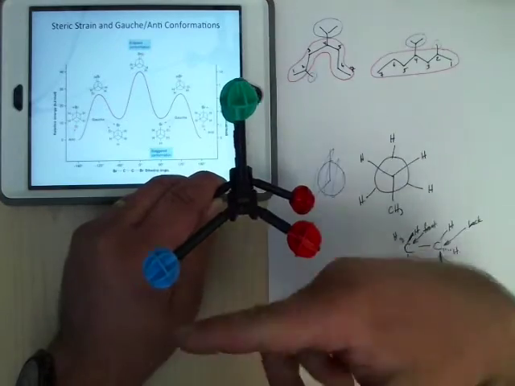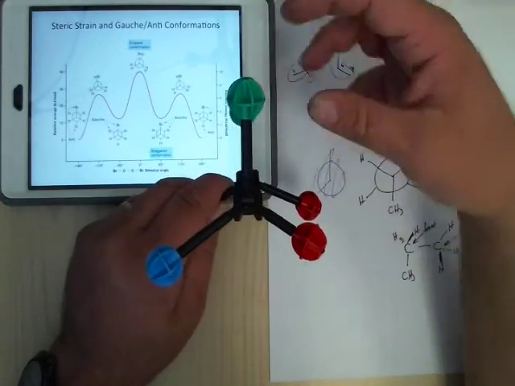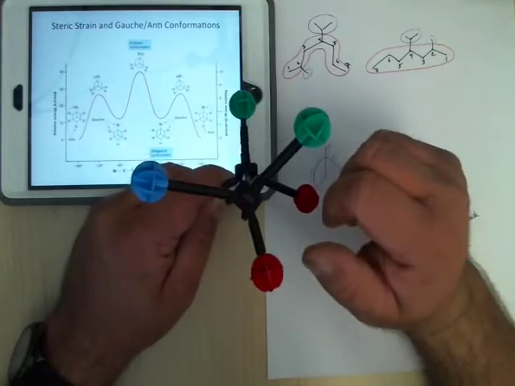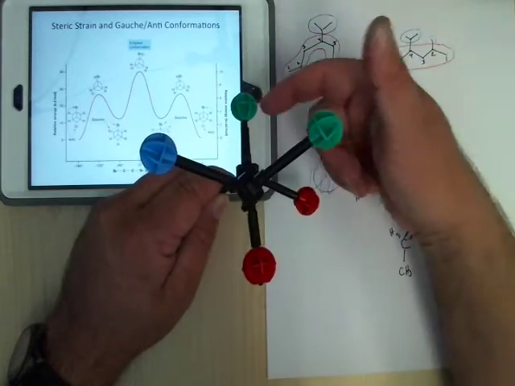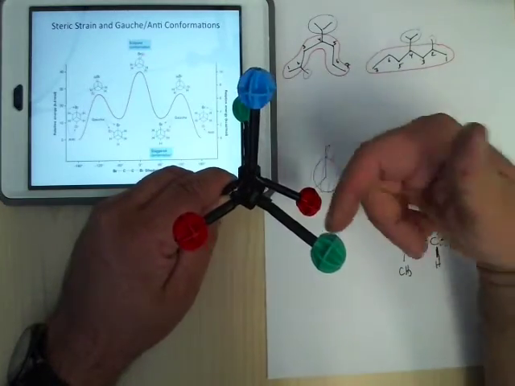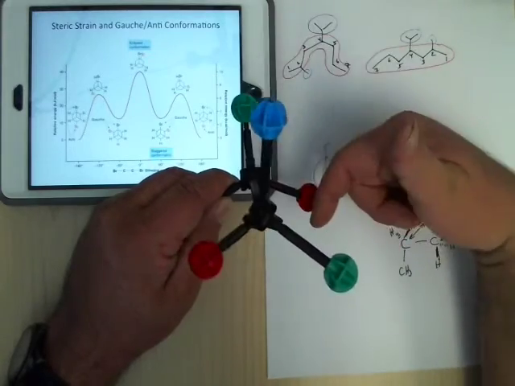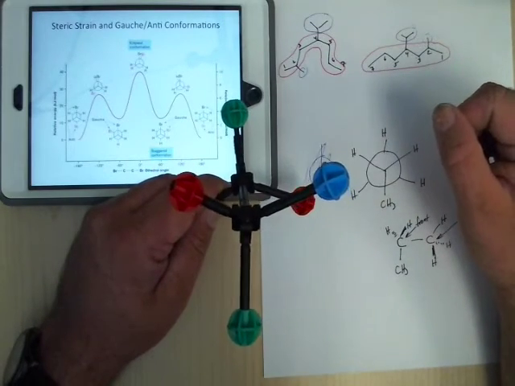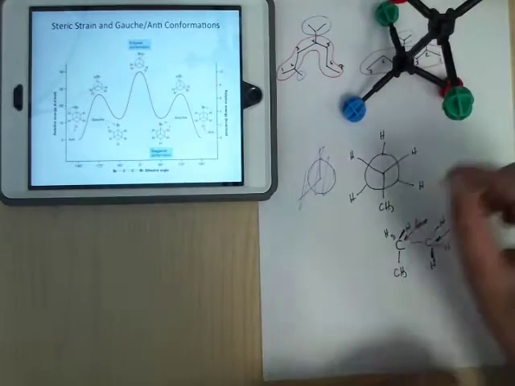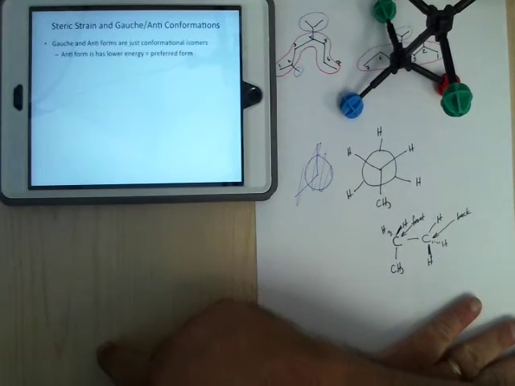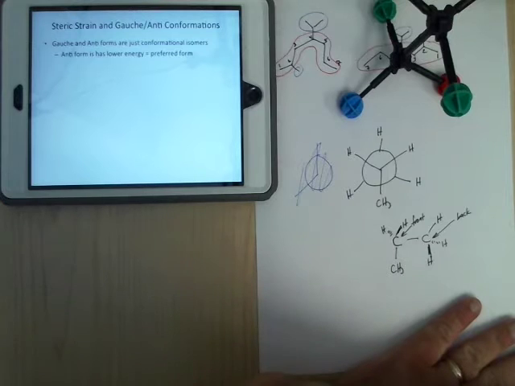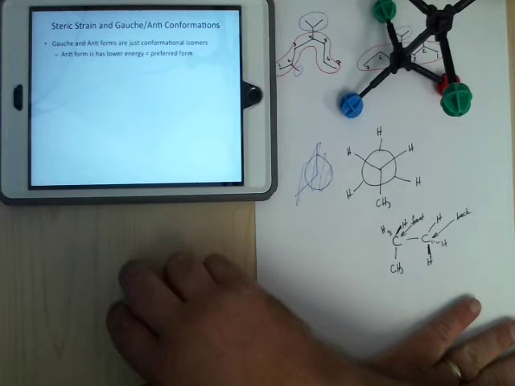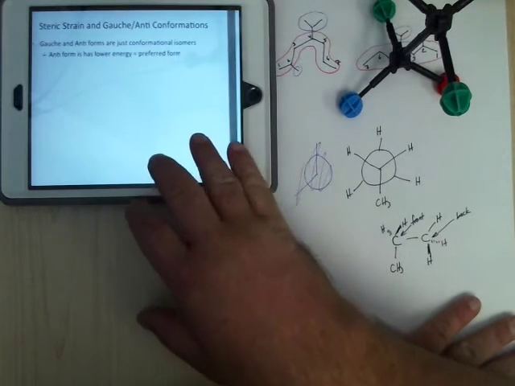So not only are you paying the normal eclipsing fees or whatever, you've got even more of it because these two guys are eclipsed. Again, when you go to here, it's gauche. You're going to have to pay that gauche interaction. Here, eclipsing now won't be so bad, right? Because big to hydrogen, it's not so bad. Stuff like that, and then you're back down to your anti-conformation. Okay, so they're just conformational isomers of each other, the gauche and the anti-forms. But the anti-form is going to be the lower energy. It is going to be the preferred form.